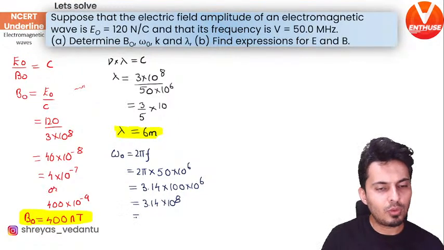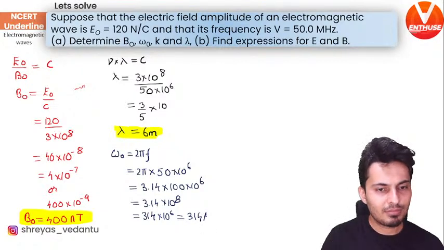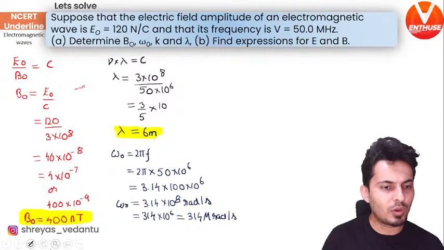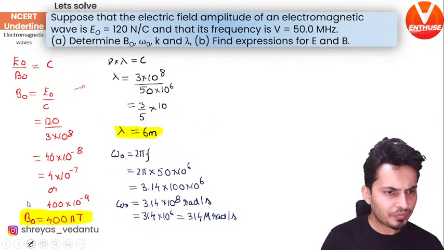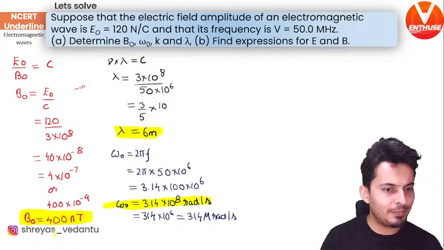And if you want, you can write it as 314 into 10 to the power 6, because then it will become 314 mega radians per second. Or you can just leave it as radians per second. So this is one answer for omega naught. I'm just highlighting this as well. So many answers done. Next, what else is there? Yep, K. So let's find out K as well.